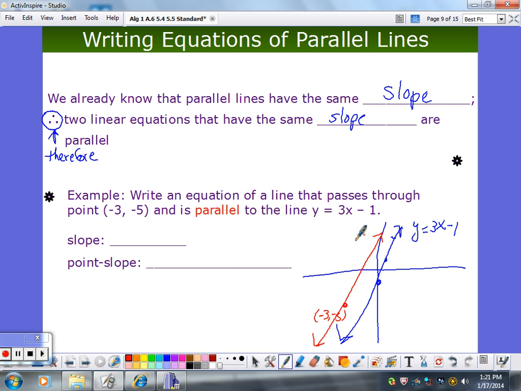So I'm looking for the equation of that red line. That's what I'm trying to do. Do you have an idea, Alex? Yeah, I do. Tell me, talk it through. What would be the process?